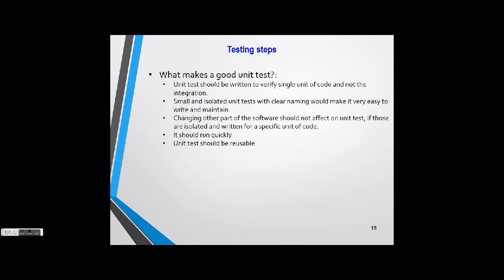So what makes a good unit test? Well, a unit test should be able to verify a single unit of code. So these are small, independent modules, being able to call a single function or create a single object, and making sure they all work well. The idea is that if you change a piece of software that's outside the scope of that test, it shouldn't affect that test at all. It should run quickly, and it should be reusable.